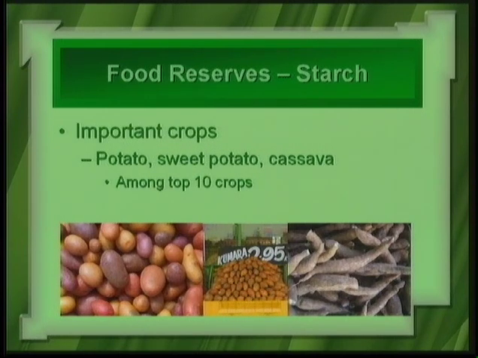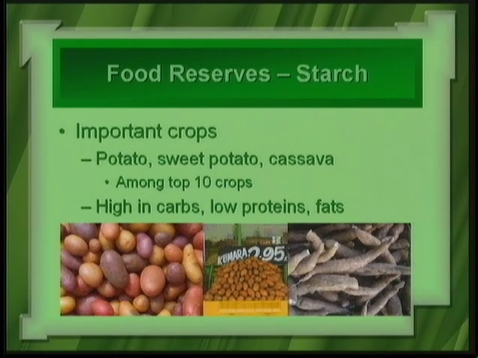And so this white potato, sweet potato, and cassava, these are among the top 10 crops. Also these different kinds of food storage organs tend to be high in carbohydrates, but they also tend to be low in proteins and also low in fats as well. Some of them have no fat at all.